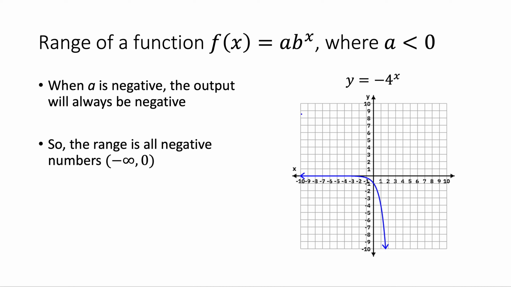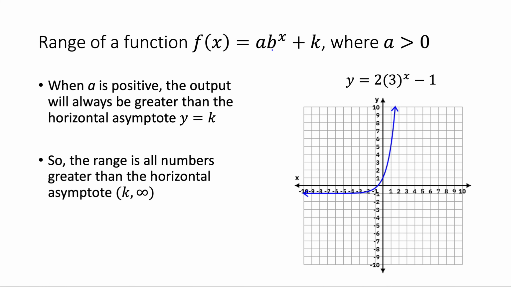If a is negative, it's going to be the opposite situation, right? So the horizontal asymptote, once again, is at y equals 0, but then since a is negative, all the range values are going to be below that, okay? So you can see when we have a -4, it's going to be all below 0.